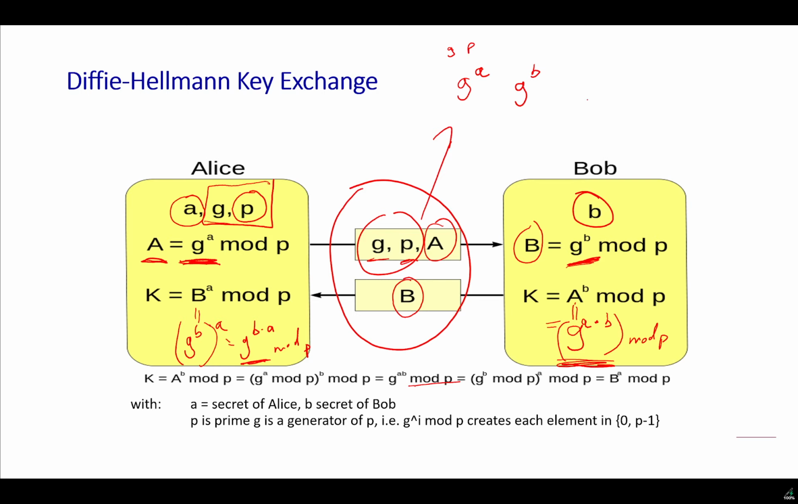There's no way this can result in the same value. If you multiply them, then you get G to the power of A plus B, which is not the same. And if you take one to the power of the other, that's G to the A times B, which is also something else. So you cannot combine only from the public information that was transferred what their common secret is. That's already good.